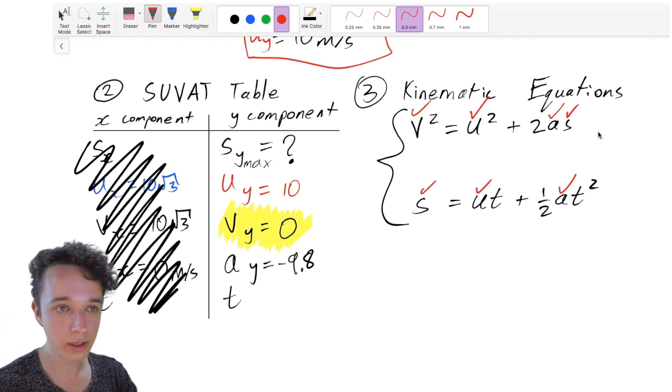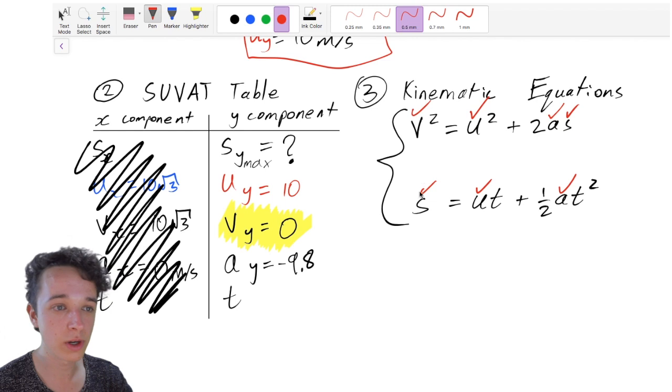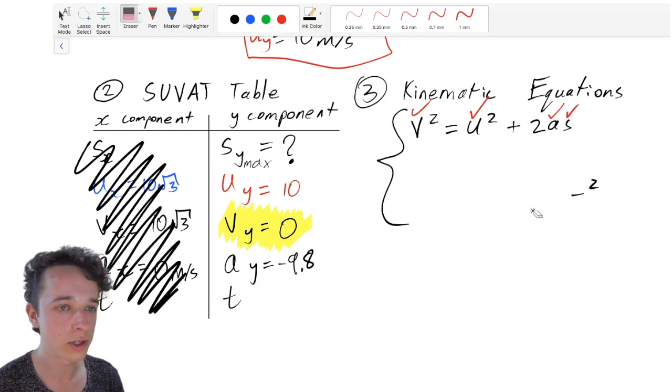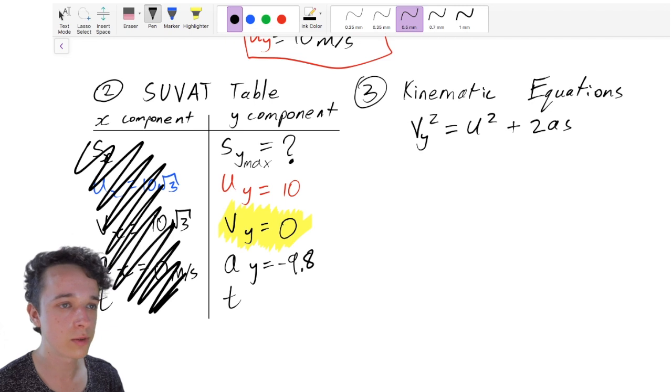Now all of the variables in the first equation have been ticked. There's one variable that hasn't been ticked in the third equation, and that's t. And do we have a t? No, we do not have a t. So we remove the third equation. Therefore, we're going to be using v squared equals u squared plus 2as.